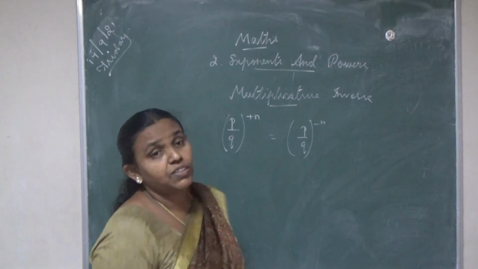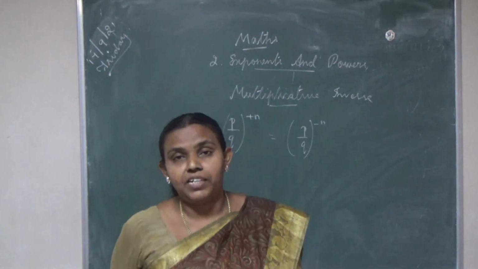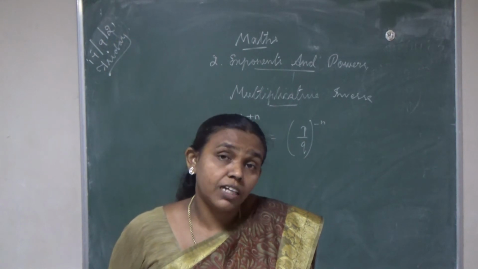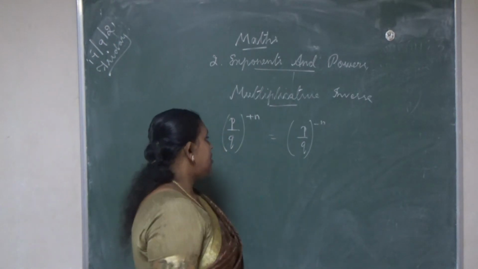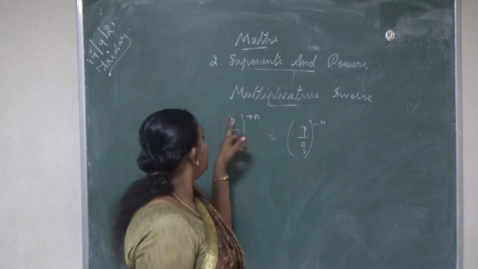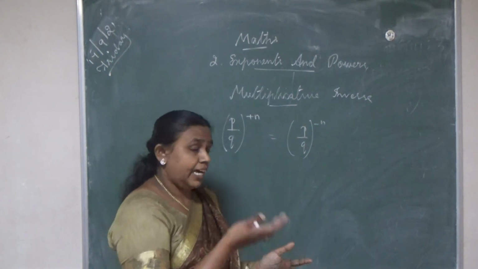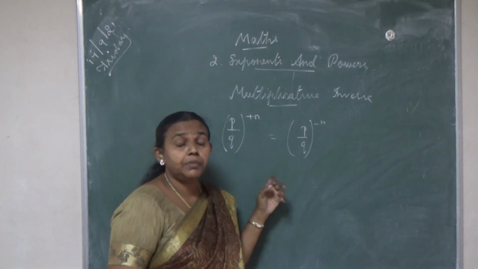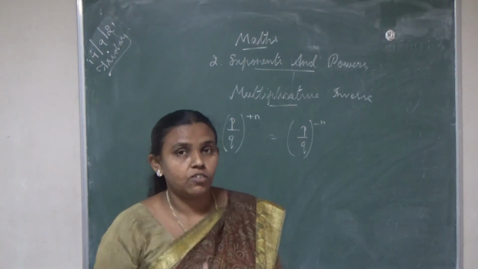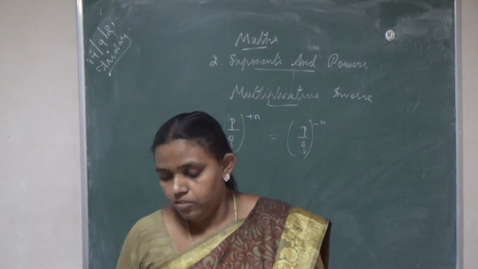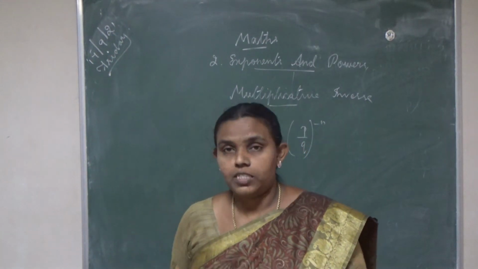Last class we learned positive and negative exponents. If a rational number has a negative exponent, you have to convert it into a positive exponent. Meaning, p by q becomes q by p the whole power plus n. That is another concept, and this is the multiplicative inverse. Don't confuse them. That's what I said last class: you must not confuse the positive exponent or negative exponent.